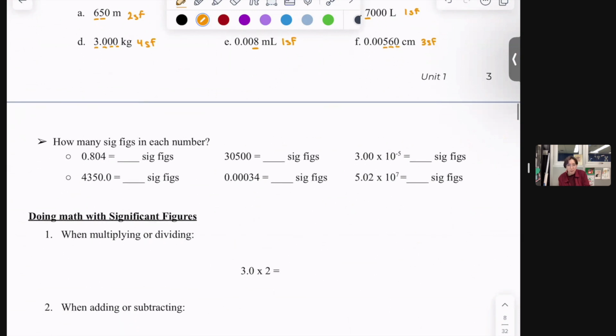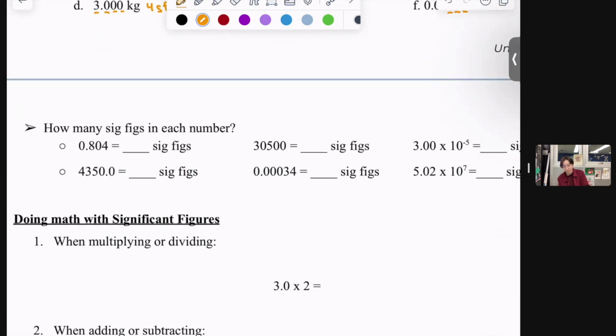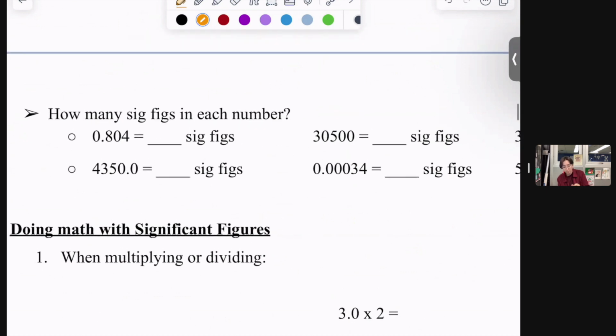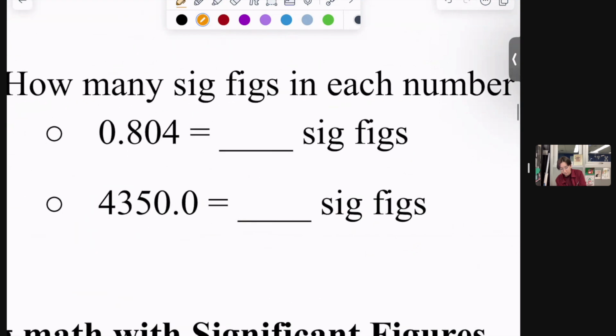So here's more of that kind of practice. I would recommend pausing the video and trying these ones on your own. Make sure you can count them all right. So I recommend pausing right now, trying these, and I will show you how to do them when you're done pausing the video.